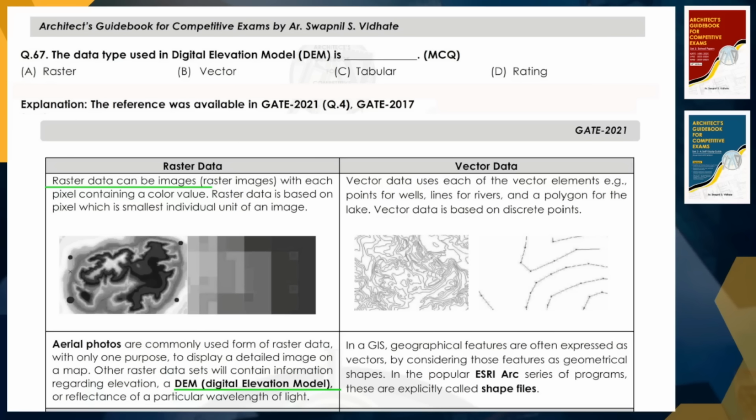Here you can read that raster data can be images with each pixel containing a color value, right? Aerial photos are a commonly used form of raster data with only one purpose, to display a detailed image on a map. Other raster data sets will contain information regarding elevation, for example DEM, that is digital elevation model, or reflectance of a particular wavelength of light, which are types of raster data. Because we have just read this information in the previous question paper of GATE 2021 at question 4, I think selecting option A was not difficult. Here option A is the correct answer.